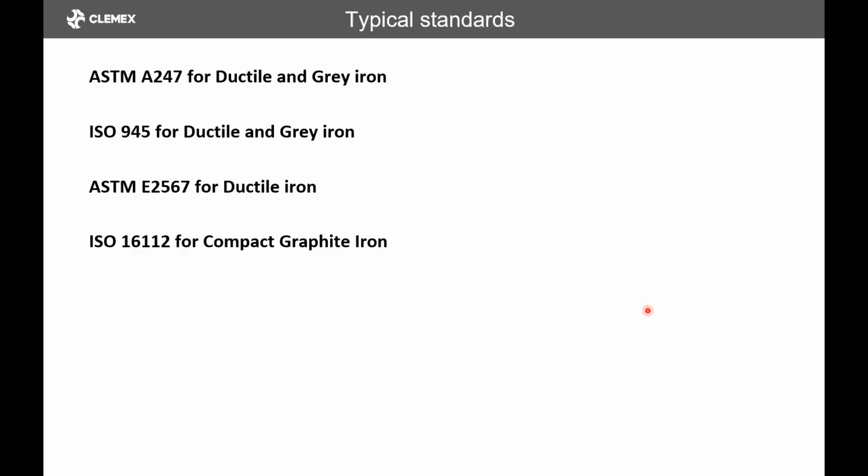So we'll look at those standards. A247, I'm pretty sure everybody's familiar with that. ISO 945, which is the same thing, just the European counterpart of the A247. We'll look at 2567 for ductile iron, so you will see that in a moment. It's the percentage of nodules within the surface. And 1612 is the counterpart of this, but for CGI, or compact graphite iron.